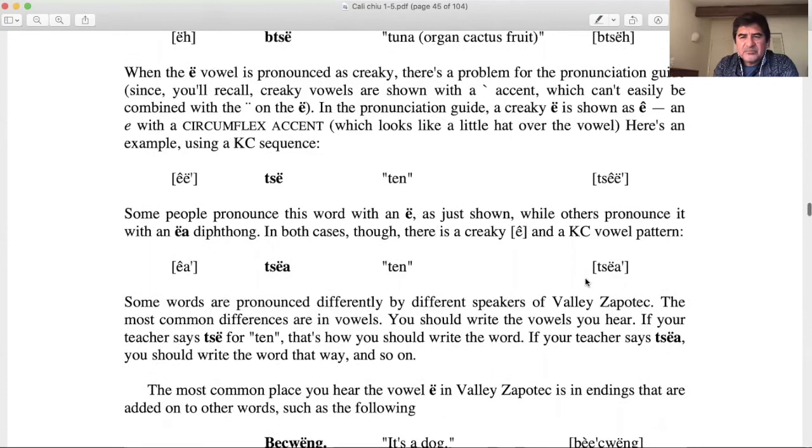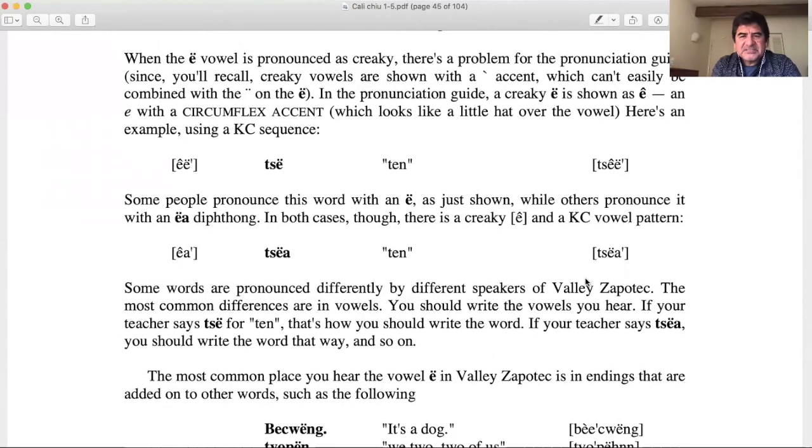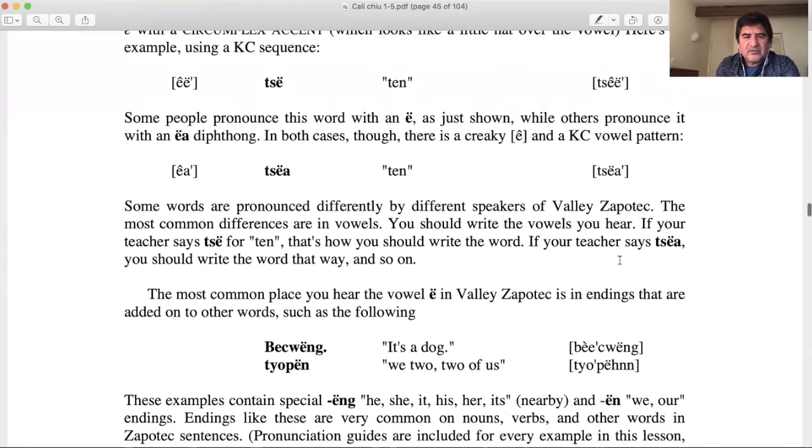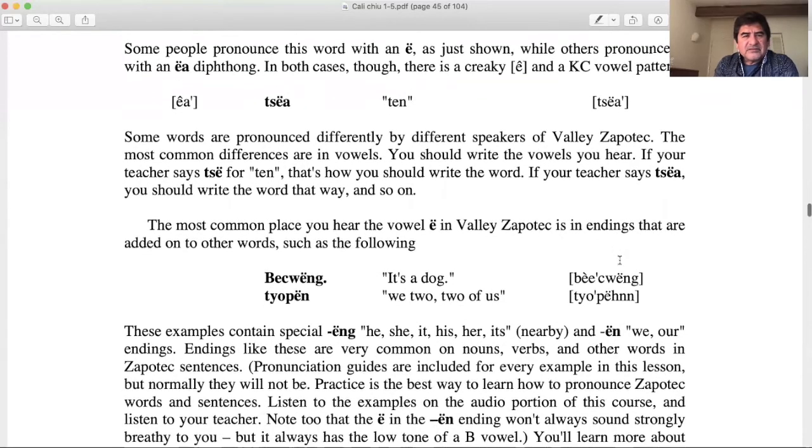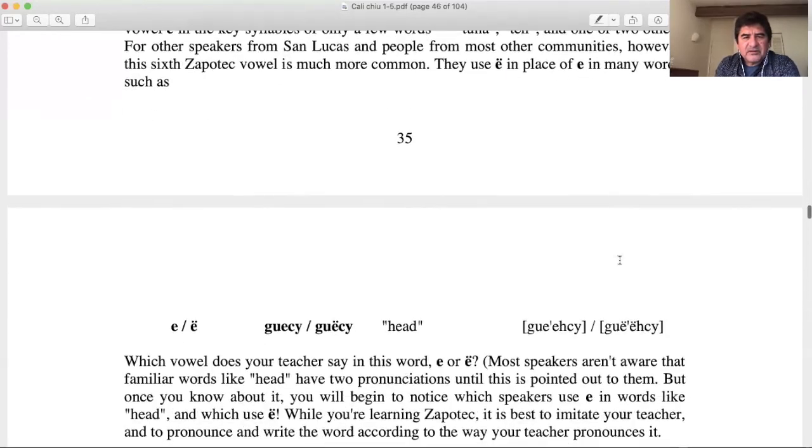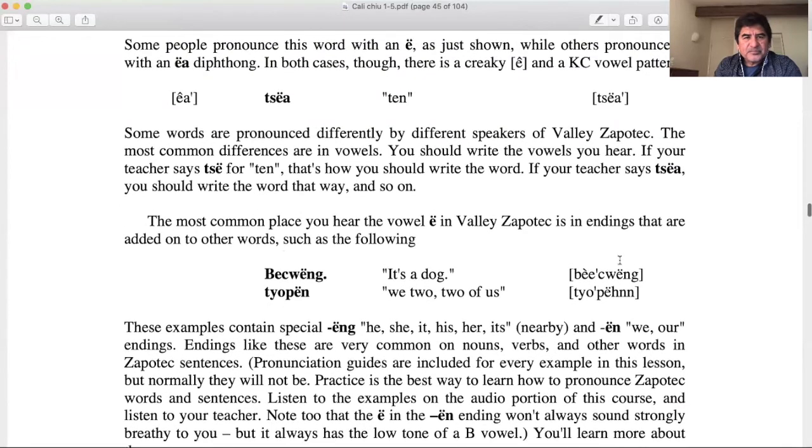So let me pronounce it for you. So it's tsu, tsu. So it's a creaky vowel, and then we have a check vowel, okay? So there are two ways of saying it, as you can see. Some people say tsu, and then some people say tsu.